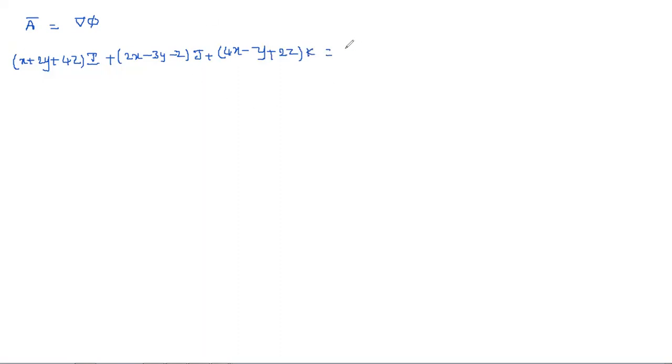So del phi is nothing but simply what we can write: i ∂phi/∂x plus j ∂phi/∂y plus k ∂phi/∂z. So simply del phi, where del is i ∂/∂x plus j ∂/∂y plus k ∂/∂z, acting on phi. Okay, so this phi you can multiply, and you'll get this one, right?